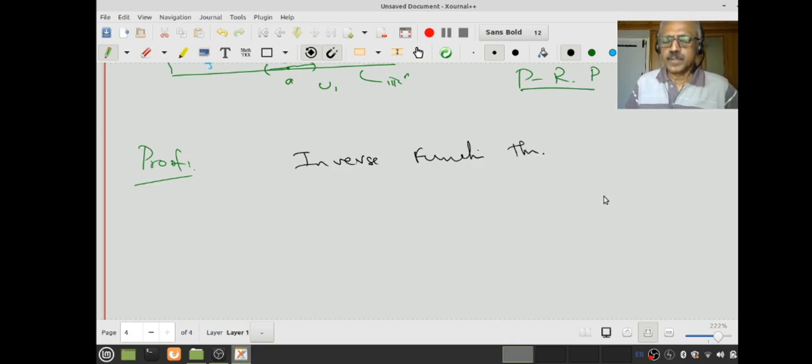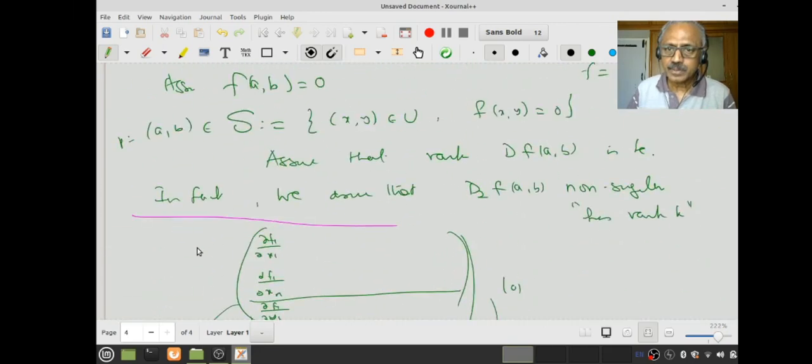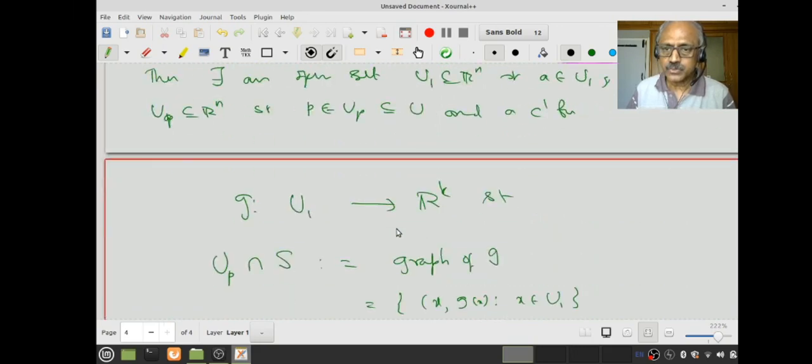Okay, but you remember the inverse function theorem, what does it talk about? It talks about a C1 map from Rn to Rn, that is, between two Euclidean vector spaces of the same dimension, right? Now what do we have now? We have a map f from Rn plus k to Rk. If I want to use it, what should I do?